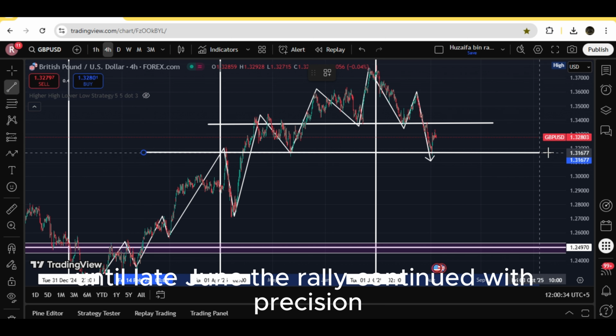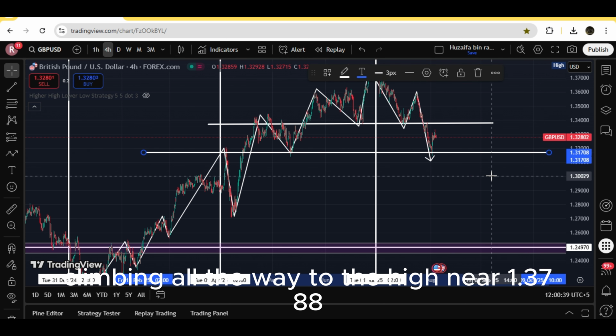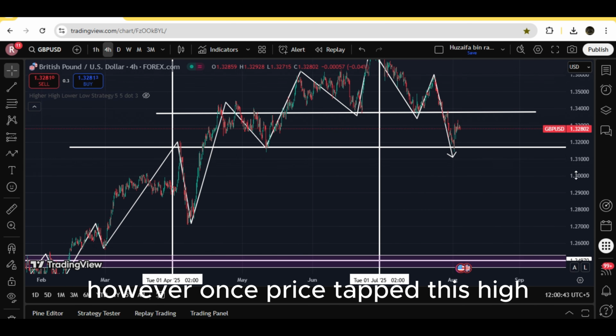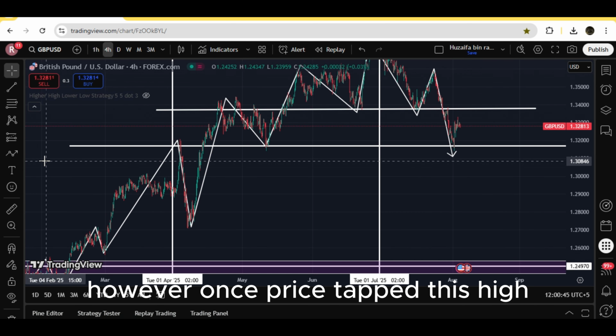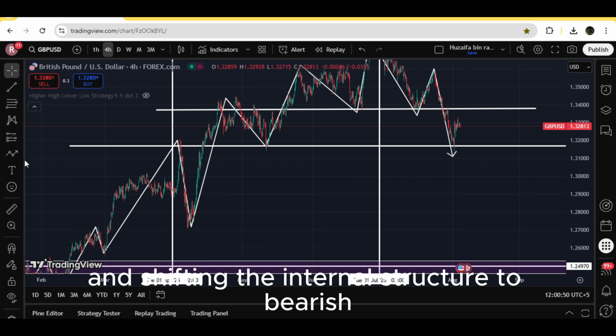The rally continued with precision, climbing all the way to the high near 1.3788, a zone that had not been tested in several months. However, once price tapped this high, it started to pull back rapidly, breaking multiple intraday support levels and shifting the internal structure to bearish.